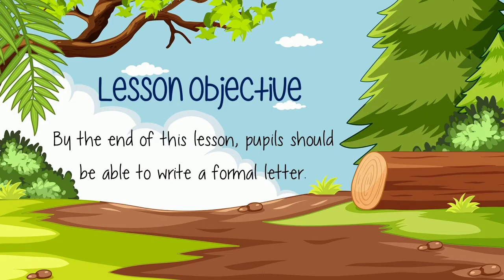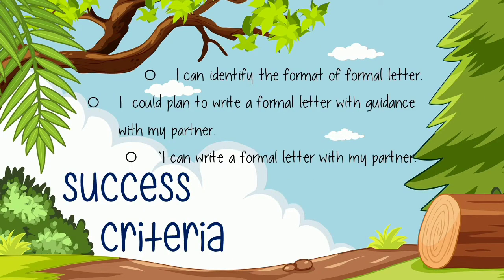Okay, look at our lesson objective. By the end of this lesson, pupils should be able to write a formal letter. We have 3 success criteria. 1. I can identify the format of formal letter. Before this, you have done exercises on the format of formal letter. But today, I will explain to you so that you know more about the format of formal letter.